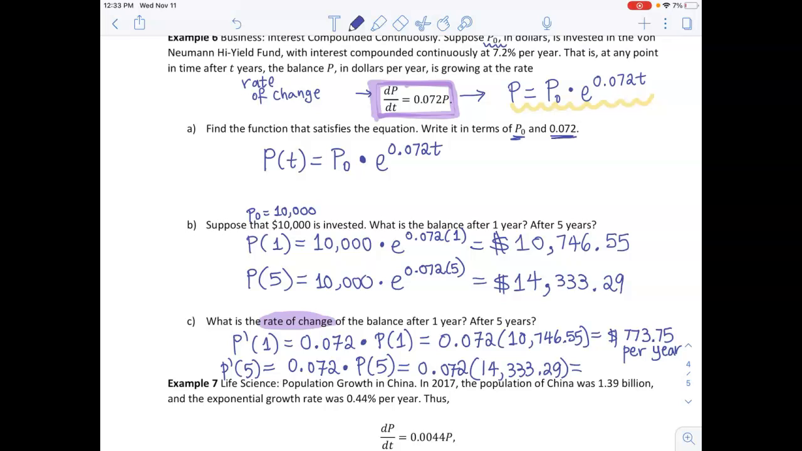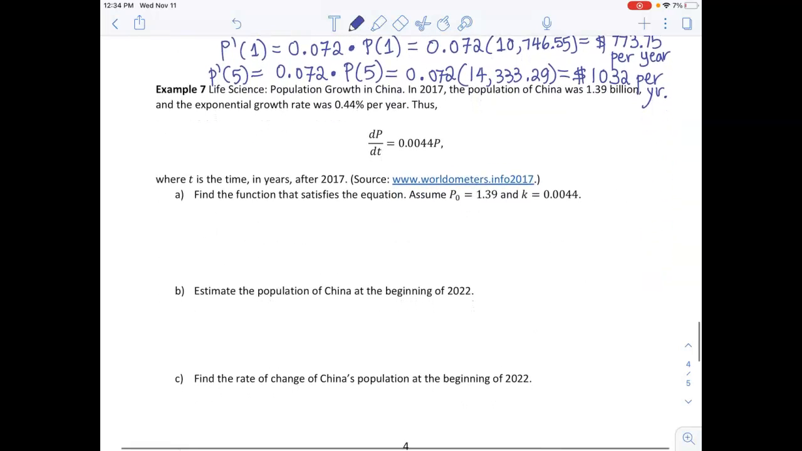So 0.072 times $14,333.29. So it must be growing at a faster rate because the money is bigger. What they are compounding based on is bigger. So $1,031.99. How awkward. Let's go ahead and round that up to $1,032 then. And the unit is per year. Okay? So that's how you can use this fun way of writing the derivative as a product of a constant, the rate times the original function.